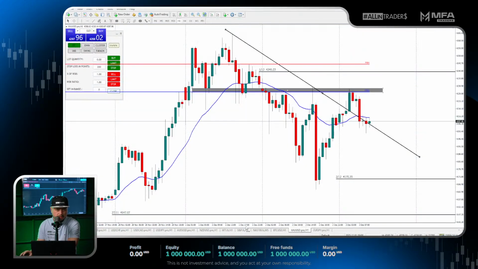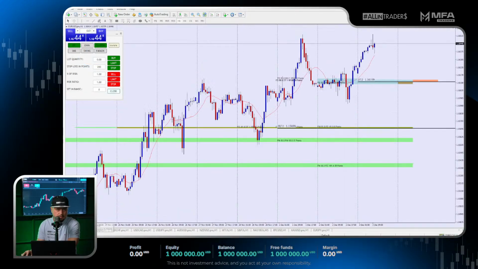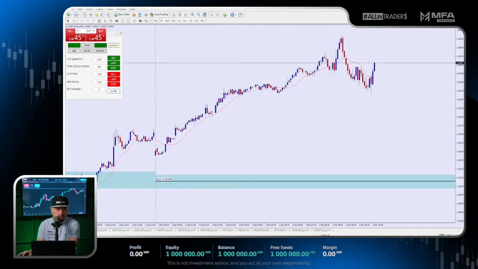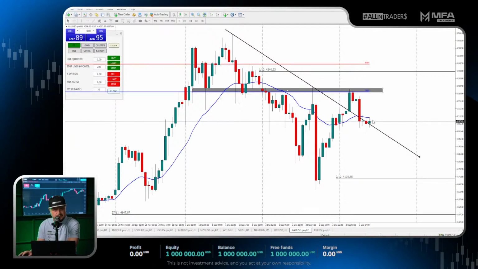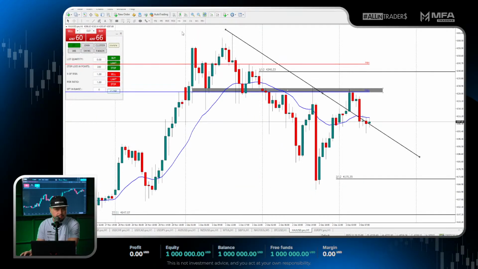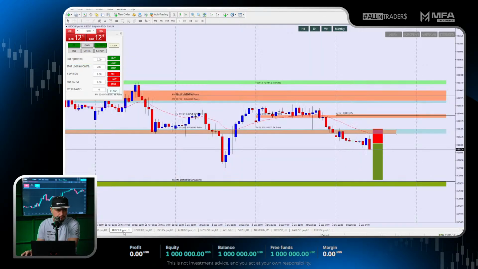Gold, not yet. Hmm, interesting. Gold maybe a little bit later. A little bit later. Maybe next candle, okay? USD CHF. It's looking good. They're dropping lower and lower, but that's fine.